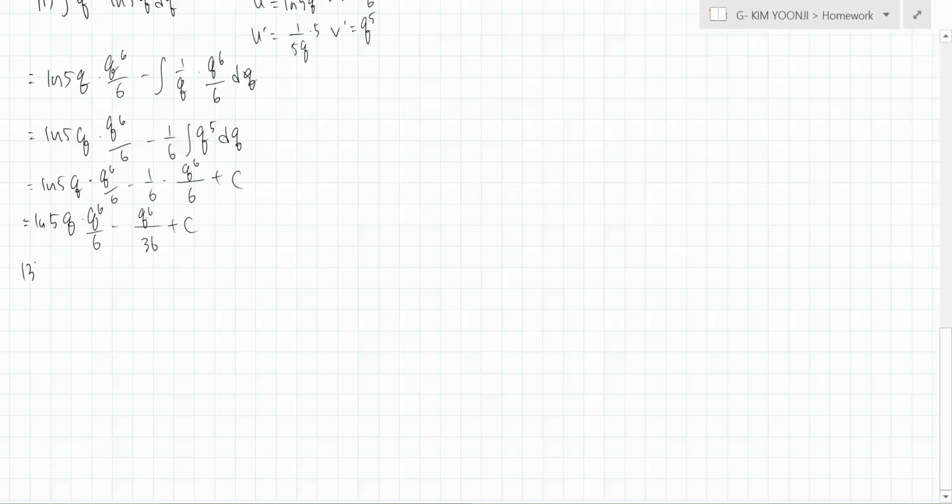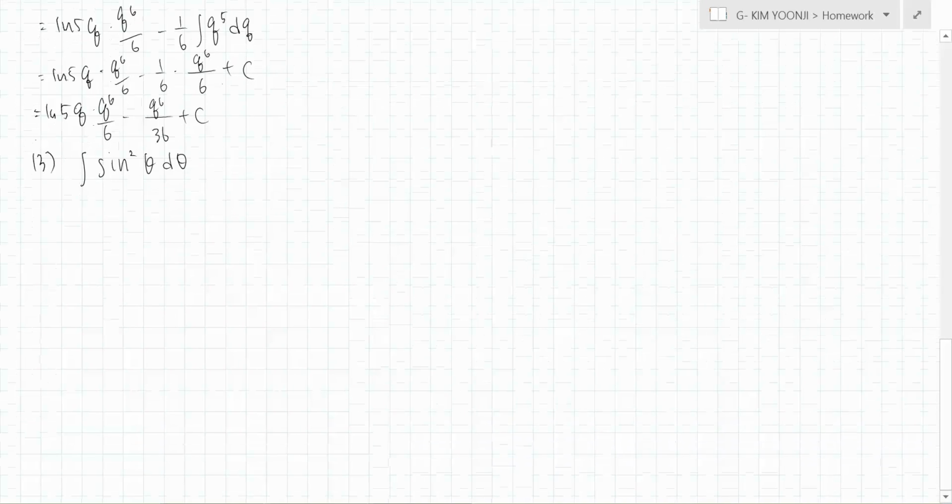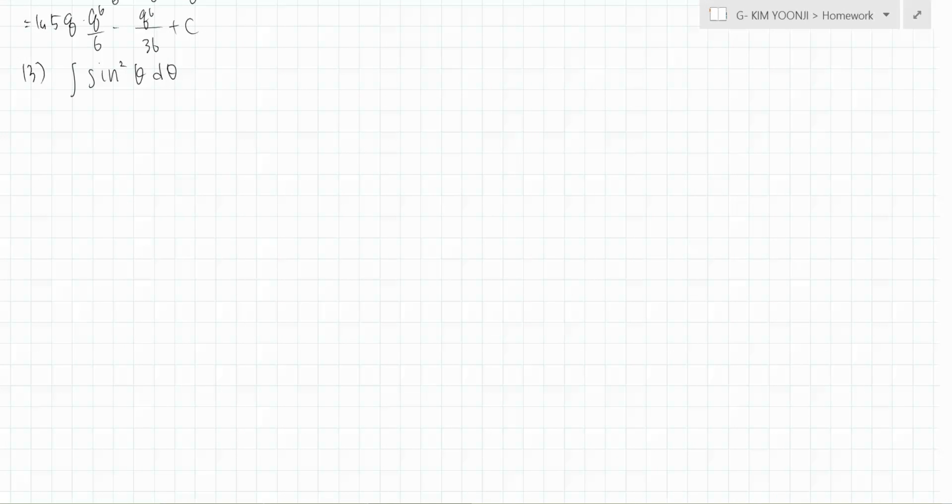Alright, 13. The integral of sine squared theta d theta. Okay, so we can write this as the integral of sine theta times sine theta d theta.